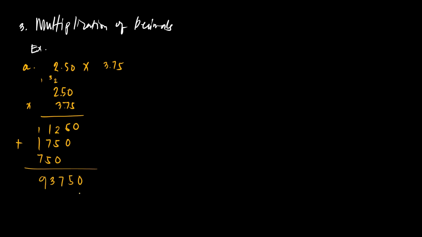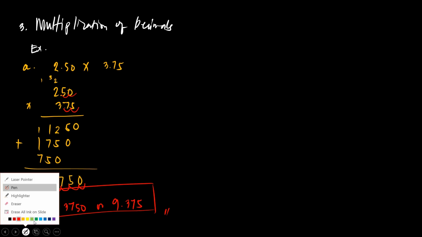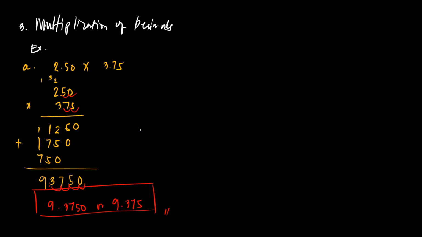Now, sa final answer natin, nagmamatter si decimal point. So, ilang decimal point meron tayo? We will have 1, 2, 3, 4. So, from the right of the first number sa answer class, we have 1, 2, 3, 4. So, our final answer is 9.3750. Okay? Or, you can write this as 9.375. Okay? Important sa multiplication is you have to align the numbers. Then, sa final answer, sa product na, nagmamatter si decimal point.